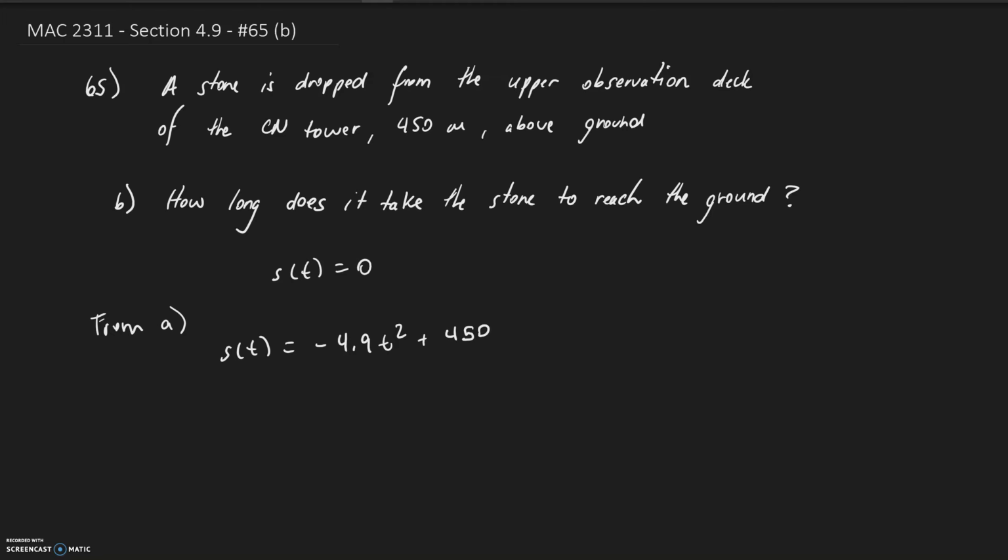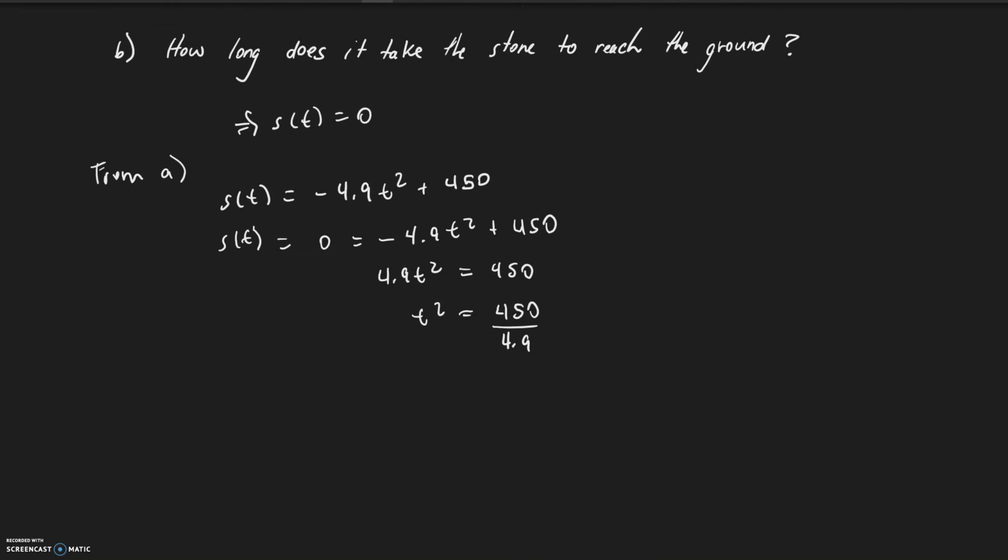So S of t is equal to 0. So we set everything equal to 0. So minus 4.9 t squared plus 450. And then we just solve for t. So we get 4.9 t squared is equal to 450. So t squared is equal to 450 over 4.9. And then we just have that t is equal to the positive square root of 450 over 4.9.